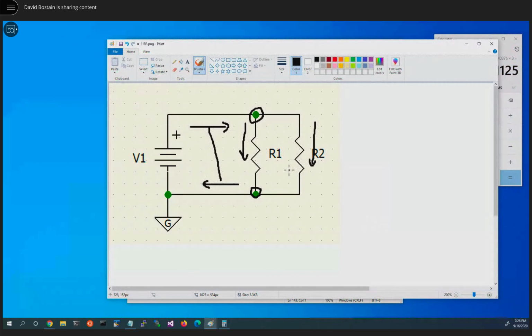This is called Kirchhoff's current law, which says when you have current going into a node, the amount that went in has to come out. So what goes into it has to match the current that comes out of it. So if I had 10 going in and 5 here, 10 would ultimately come out here.